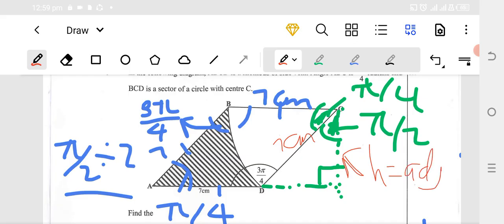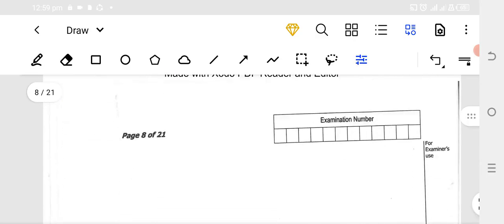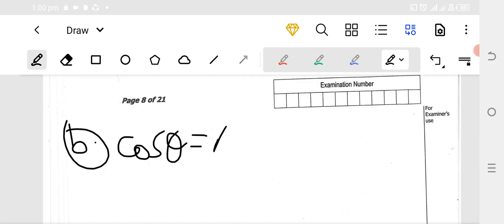So it's going to be the hypotenuse and then we have the adjacent. Which trig ratio are you going to think of which has the hypotenuse and the adjacent? The trig ratio you're going to think of is cos theta, because it's equal to the adjacent over the hypotenuse.